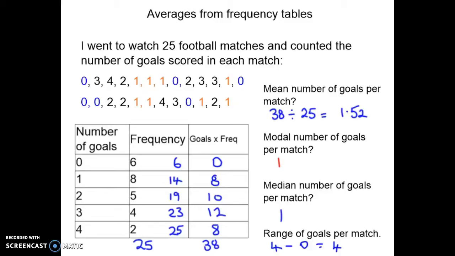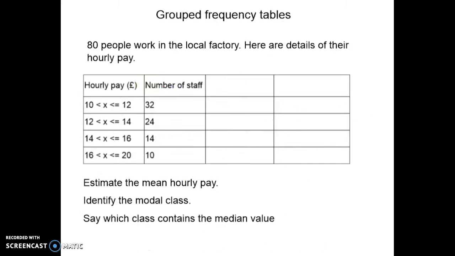Next, I'm going to go ahead and look at grouped frequency tables. Here's a grouped frequency table. The difference between this and what we've just looked at is that the value in column 1, instead of being a single value, is a range. But what we're going to do is going to look quite similar to what we've just done.